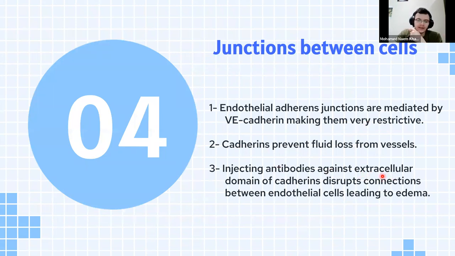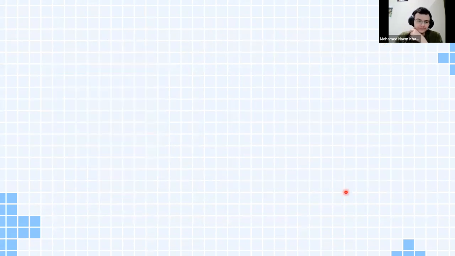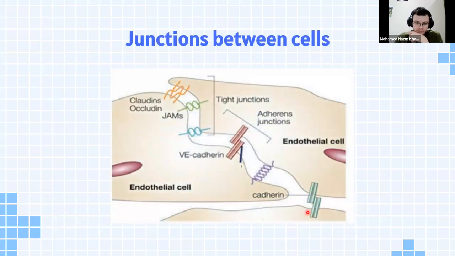Injecting an antibody against the extracellular domain of cadherins, which are these ones, disrupts the connection between the endothelial cells, leading to edema. Again, these connect endothelial cells to each other. Same as the glycocalyx: when you inject an antibody, it goes and binds to those, and when they bind, they break them. What does it mean if they break? Proteins can come through and fluid can go in and out. So it's going to lead to edema.